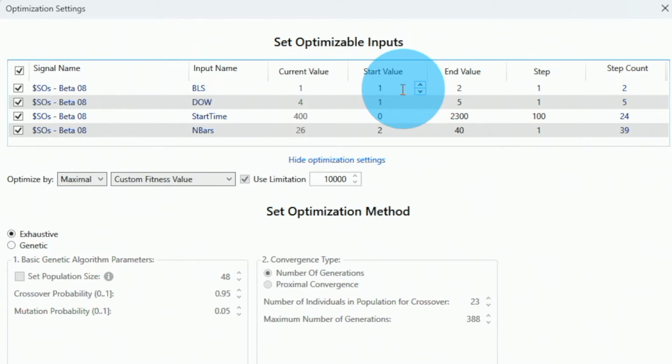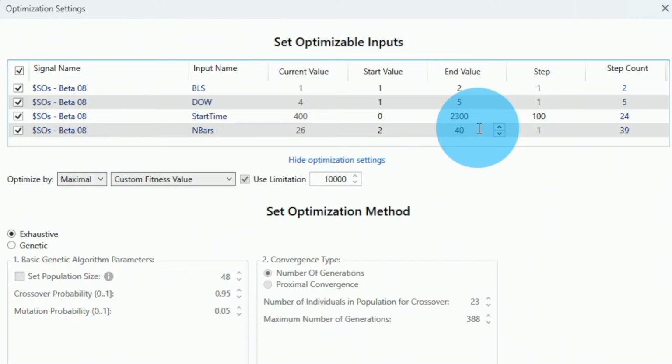First, we have long and short. So we are testing all the longs and all the shorts. And then we are testing for day of the week, so 1 to 5. And then we are testing the start time, so 0 to 2300, so that's midnight to 11 p.m. And then the number of holding bars.